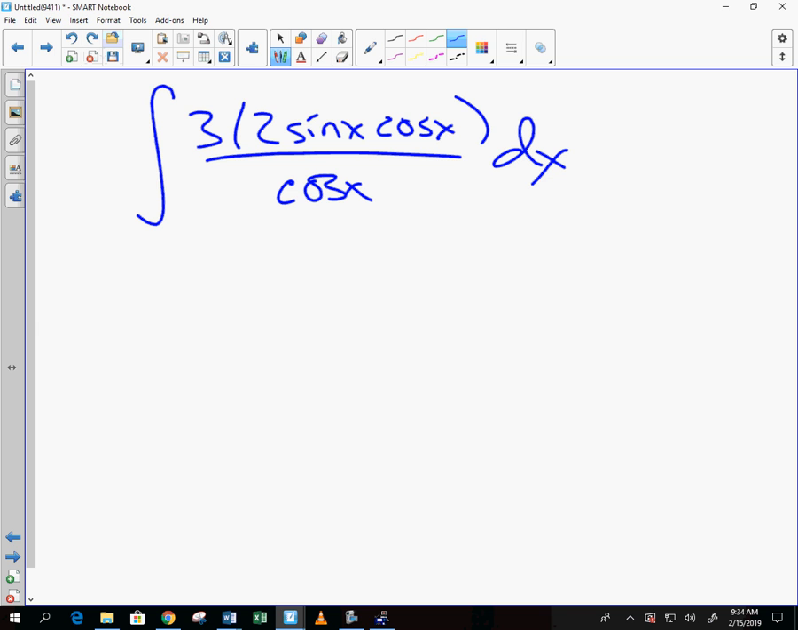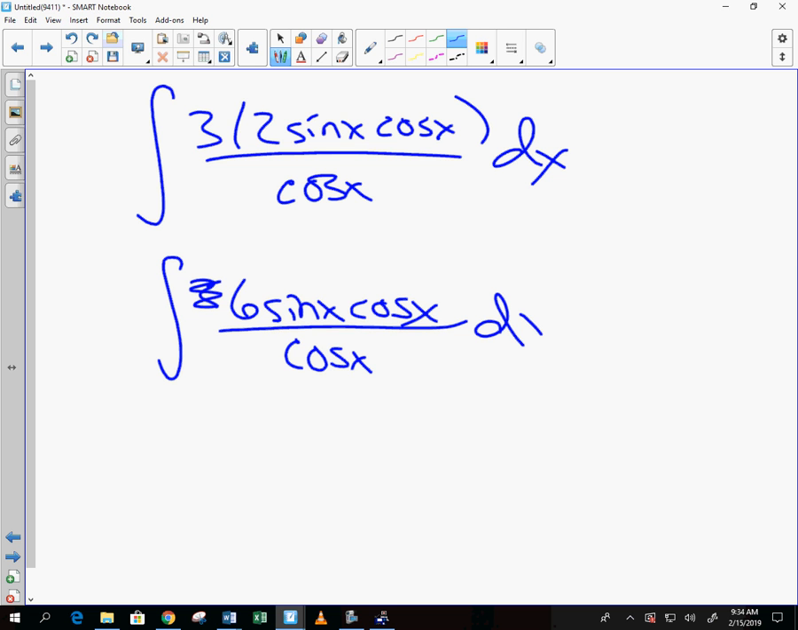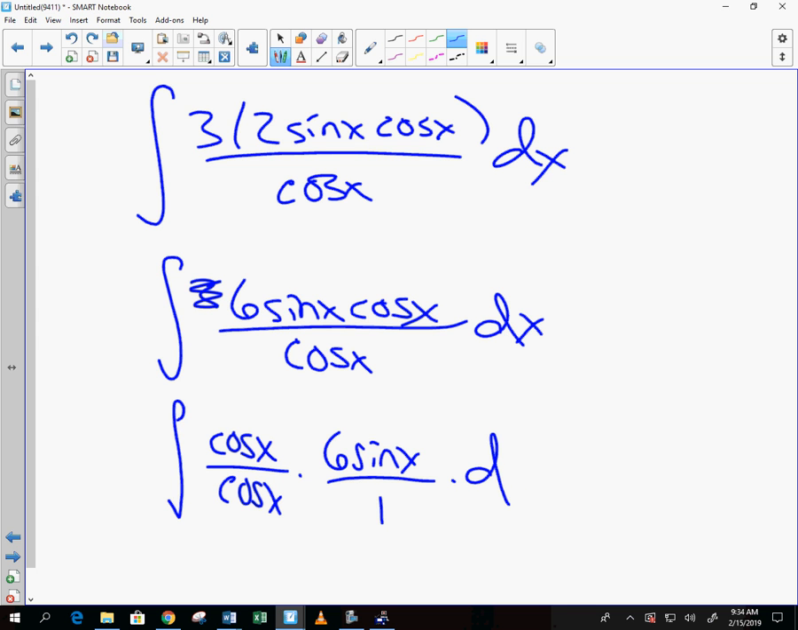Agree that that's all multiplication? So multiplication is commutative. So I should be able to write this as 6 times sine of x times cosine of x over cosine of x dx. And that should be able to be rewritten as cosine of x over cosine of x times 6 sine of x over 1 times dx. That those are equivalent statements, right? So now, on.